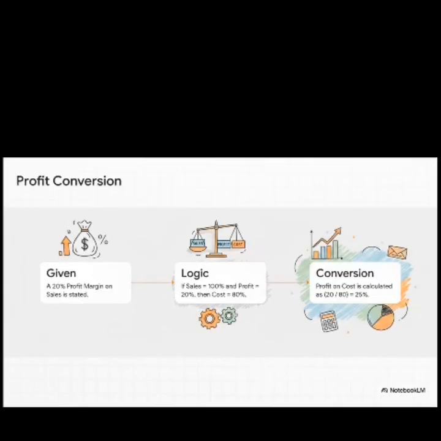Okay, so this part often requires a little bit of quick math, but don't worry, it's pretty straightforward. In our next example, a company uses a 20% profit margin on sales. But remember, the number we're starting with is the cost of production. So we have to convert it. Just think, if sales is 100% and the profit is 20%, then the cost has to be 80%, right? So to find the profit as a percentage of cost, we just take that 20 divided by 80, and that gives us a quarter, or 25%.